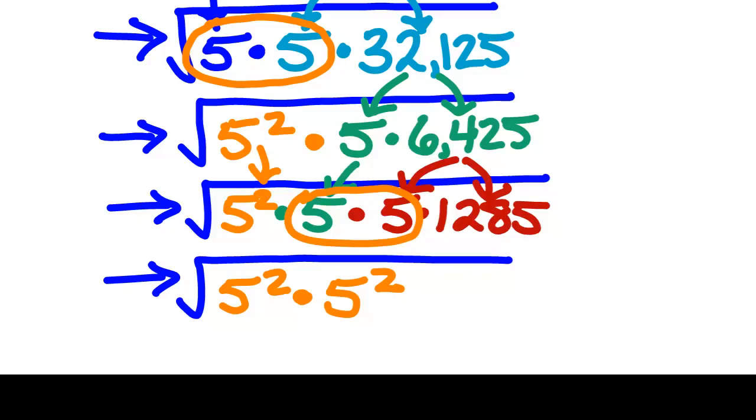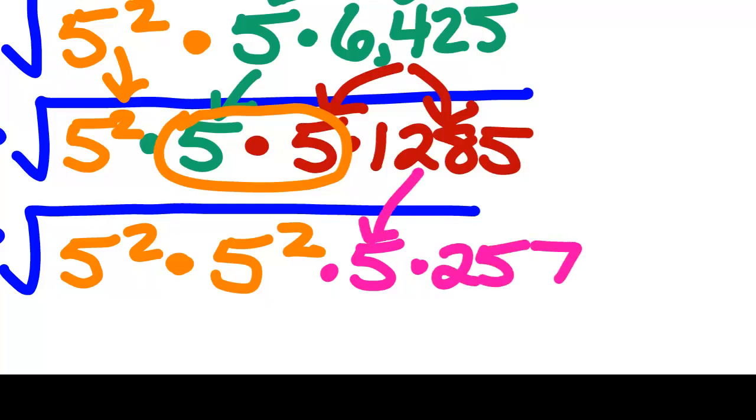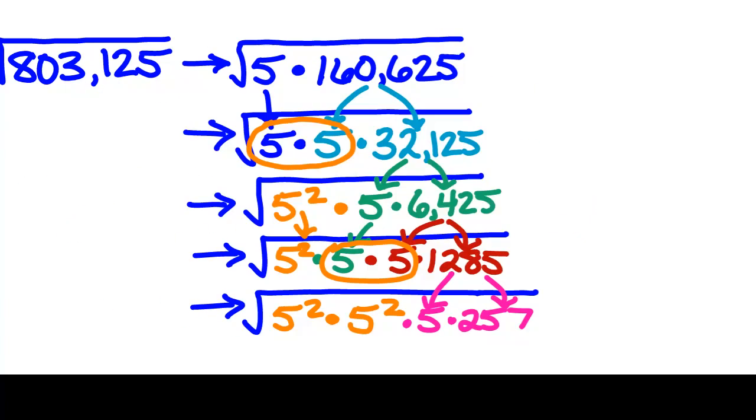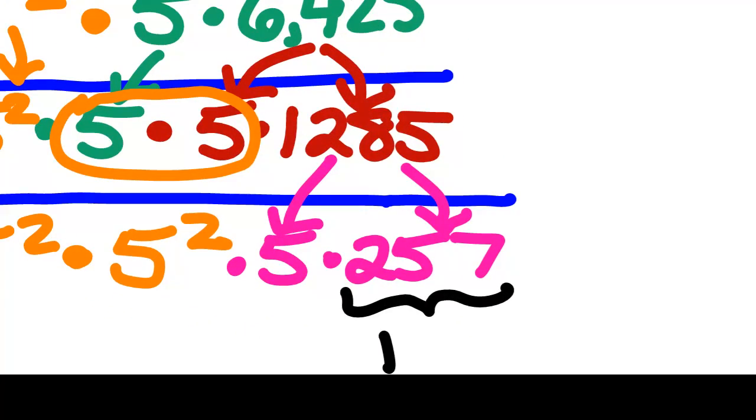1,285. Can I break down 1,285? That'd be 5 times what? 257. Will 5 go into 257? No. Yeah, you get a decimal if you try to divide it. So to save us a little bit of time, I'll go ahead and let you know. 257 is a prime number. A prime number means the only things that go into it are 1 and itself.